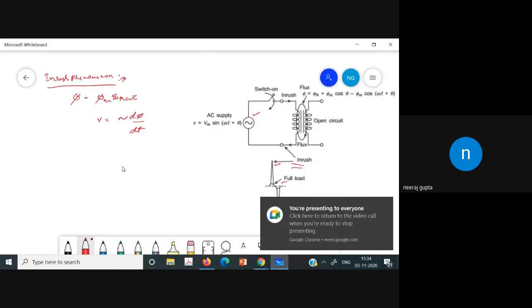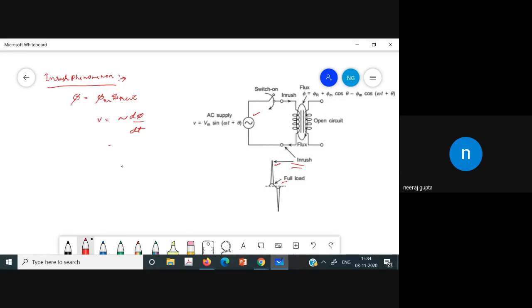Now the induced voltage is given by n d phi by dt, and finally we are getting n phi m omega cos of omega t. Differentiating it, finally we get n phi m omega sine of omega t plus 90 degrees.